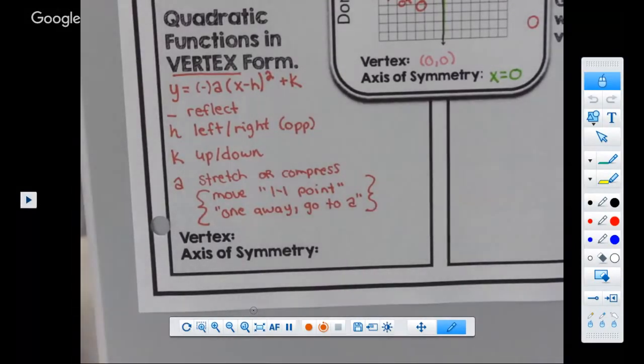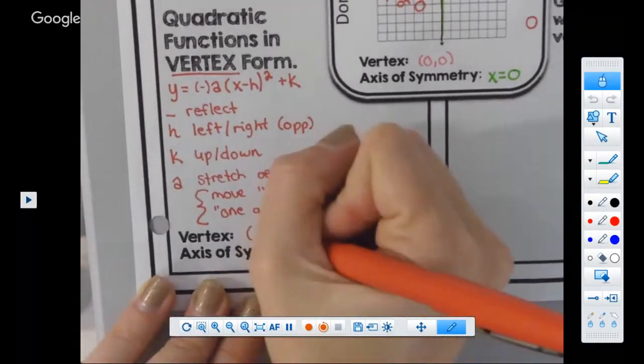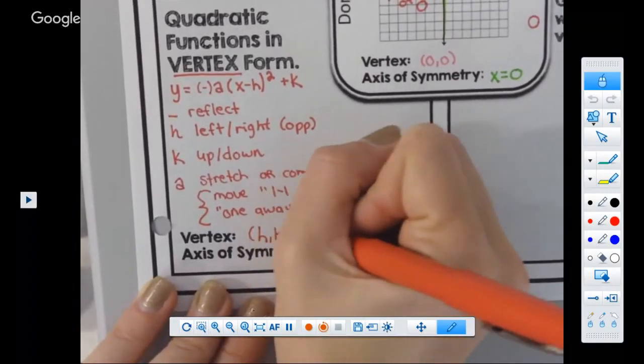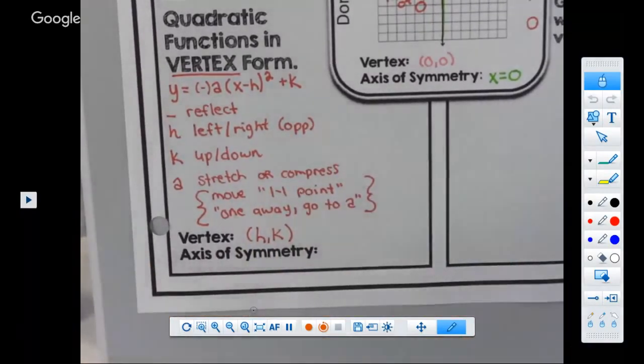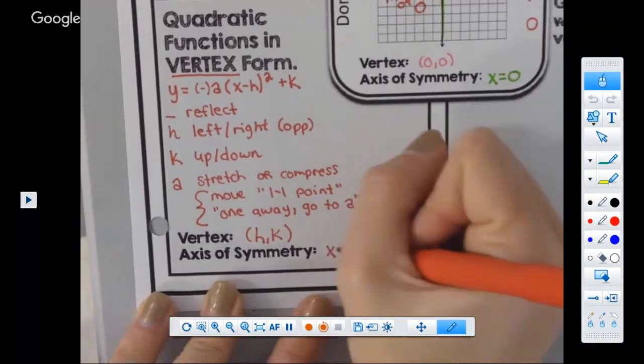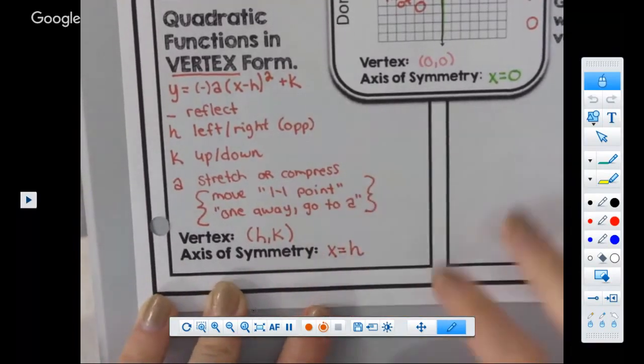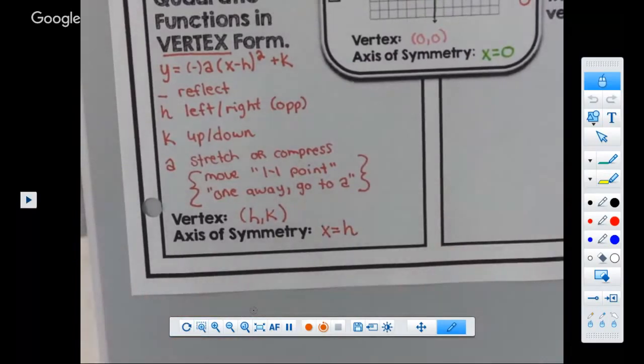And the two things we're going to say about a. First thing, it's going to move the 1, 1 point. Second thing, 1 away goes to a. We can use that if it's not a fraction. If it's a fraction, it's kind of more complicated. That's going to be our shortcut. Okay, so if we know all of this, what do we think the vertex is? Still h and k. Just like absolute values, the vertex is h, k. Axis of symmetry is always x equals h.